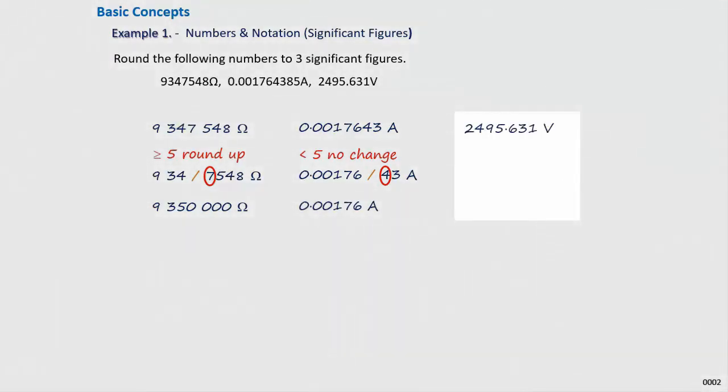In the final number, we again look at the first 3 digits, 2, 4, 9, and then look at the 4th digit, it's a 5. So 5 or greater, we round up the 3rd digit, and the 9 becomes a 10, which ripples through to the next digit. Again, we infill the rest of the numbers to the left of the decimal point with zeros.